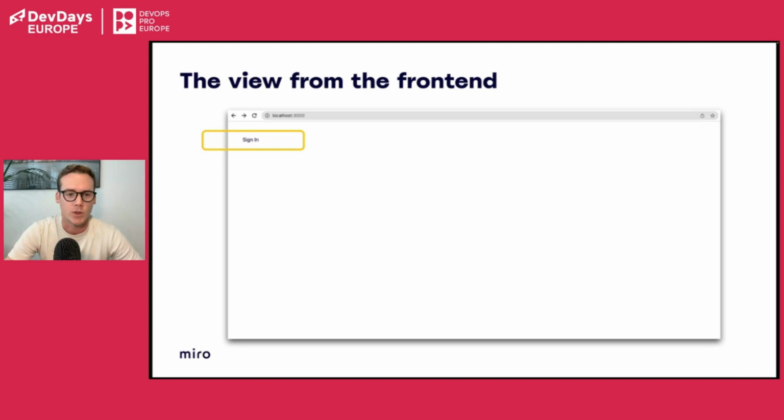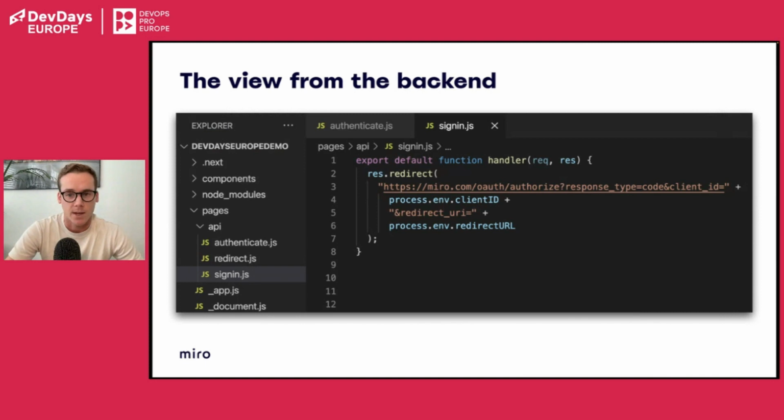Now, once an end user clicks sign in, this will kick off the OAuth flow and they'll be redirected to an authorization page managed by the resource owner. And kind of looking at it from the back end, in this example, I'm using Miro, but we can see that our app is constructing an authorization URL based on a Miro client ID and a redirect URL, which is specified by us, the developer.